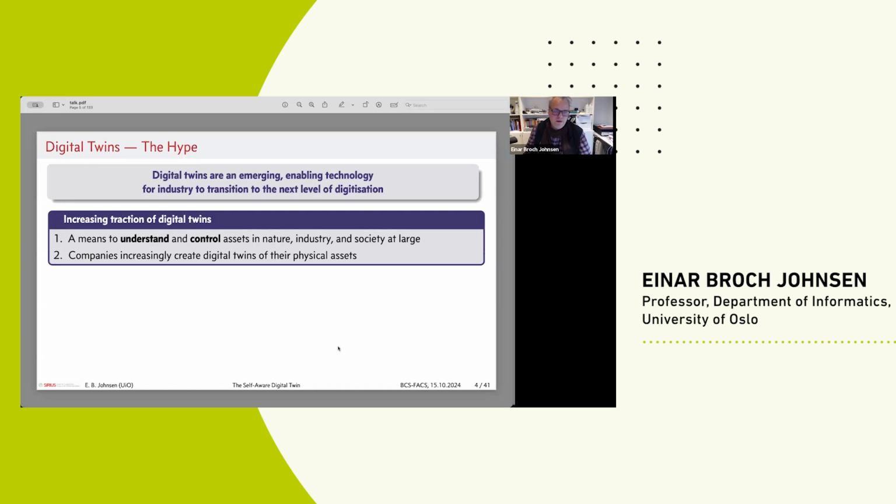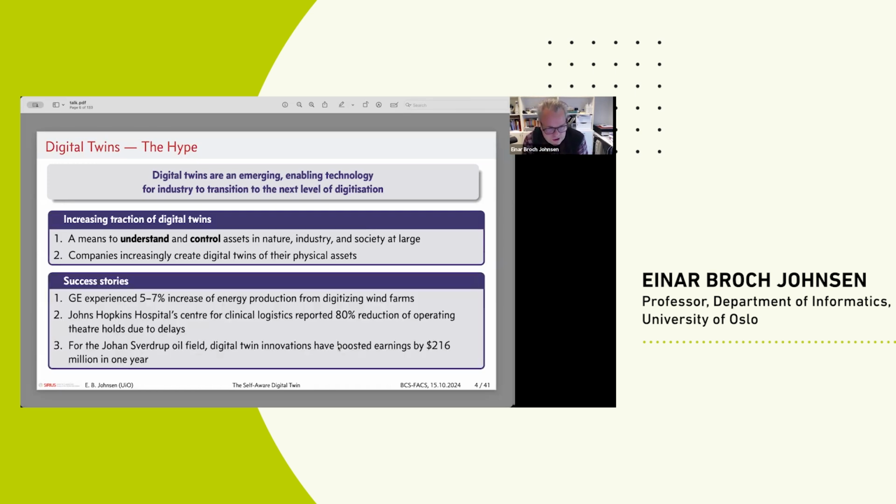Here are a few examples. General Electric announced how they managed to increase their energy production from wind farms using digital twin technology. We have examples from hospitals, how they reduce delays in operating theaters by introducing digital twins. We have examples from production, for example the Johan Sverdrup oil field, where they claim that digital twin innovations boosted earnings by 200 million plus in the first year of operation. So we have these kinds of success stories going on.